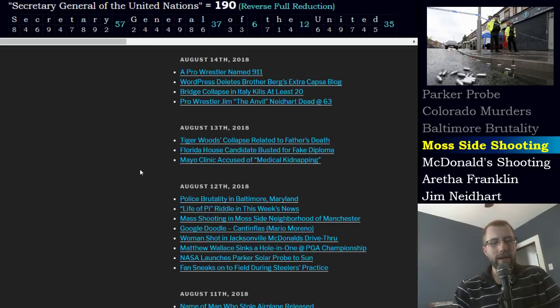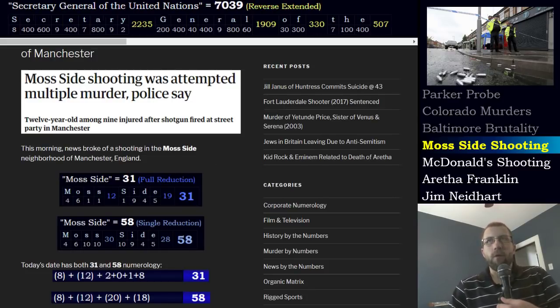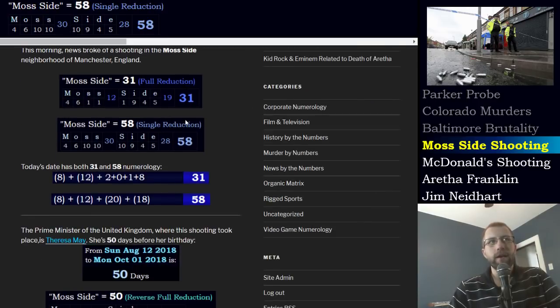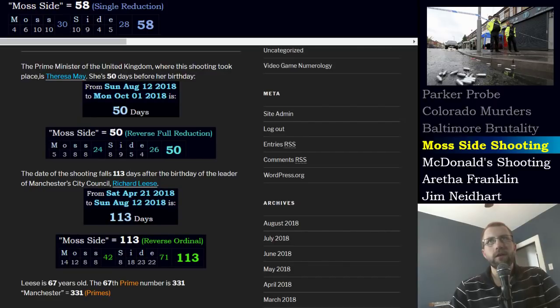All right, so first we got the Moss Side neighborhood shooting in Manchester, England. So what do you know, right? You type out Moss Side, you get Gematria of 31 in reduction, and using the S exception, you get 58. And the date numerology of the shooting, of course, 31 and 58. In reverse reduction, Moss Side equals 50. The Prime Minister of the United Kingdom, Theresa May, is 50 days before her birthday on that date.